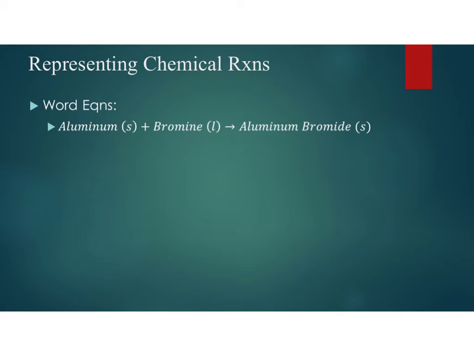When representing chemical equations, we have a couple different formats that we can use. The first one is what you see here, called a word equation. It says aluminum in the solid state plus bromine in the liquid state gives us aluminum bromide in the solid state. This equation is nice because it tells us what we have, the physical states of what's going to react together, and what it produces. However, it lacks important information. It doesn't tell us how much or any of the ratio information, and it doesn't tell me if mass has been conserved or not.